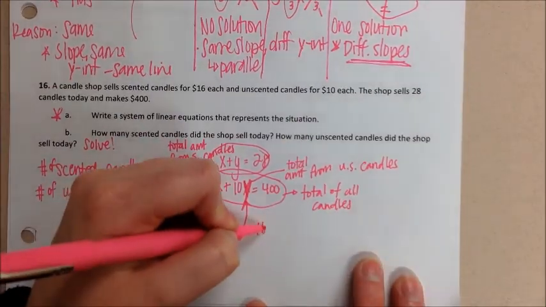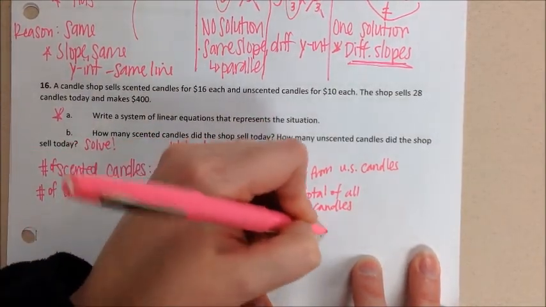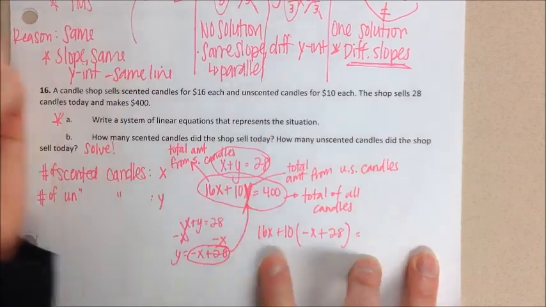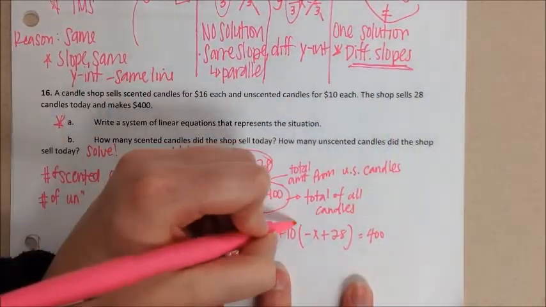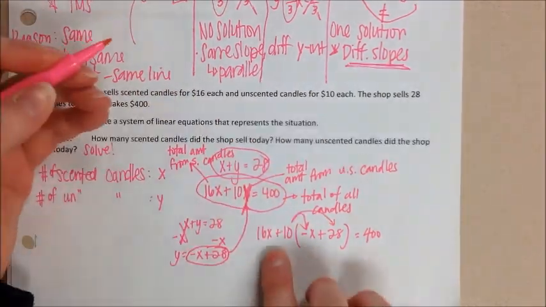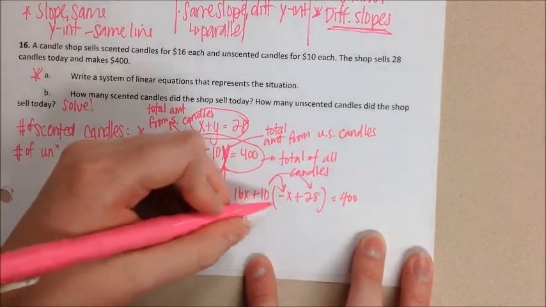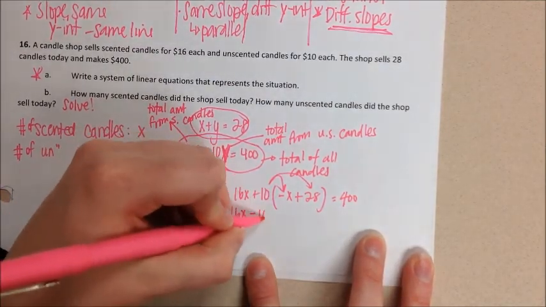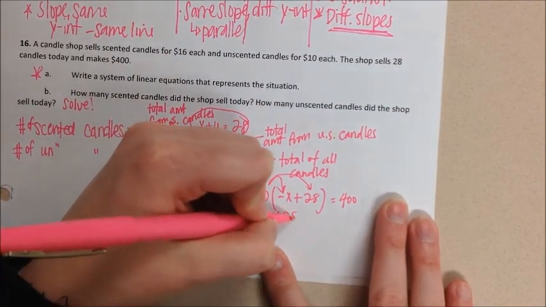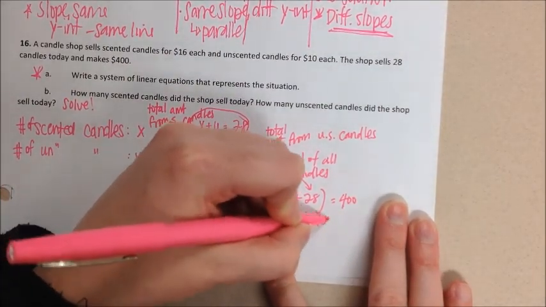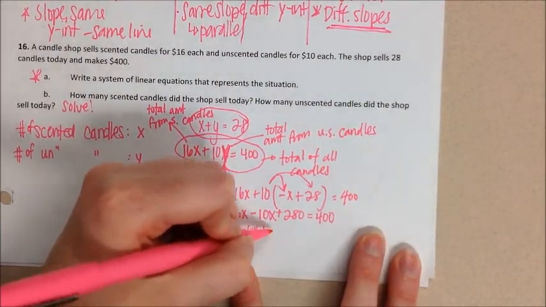So then I have 16x plus 10 times negative x plus 28 equals 400. Okay, so I'm going to distribute that 10 through. So I have 16x, 10 times negative x is negative 10x, 10 times 28 is 280. Okay, 16x minus 10x is 6x.